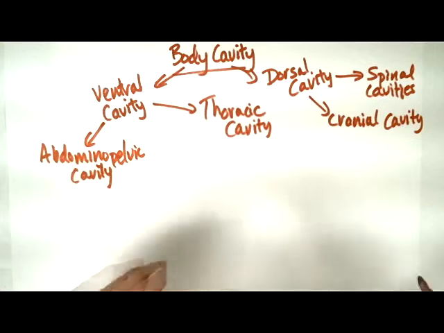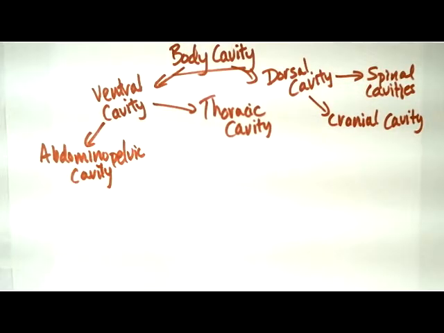So abdominopelvic. We're looking at the cavity that is superior when we talk thoracic, and we're looking at a cavity that is inferior when we're talking about the abdominopelvic cavity. Now the abdominopelvic cavity can be divided into two smaller cavities, and one again is inferior to the other.